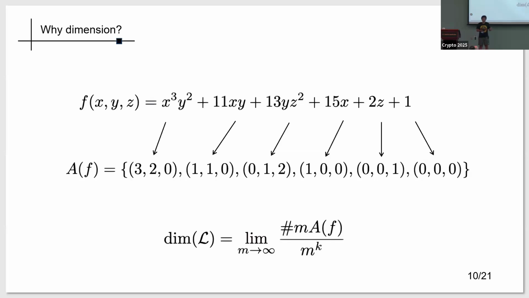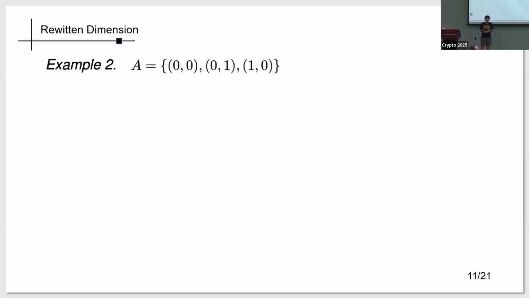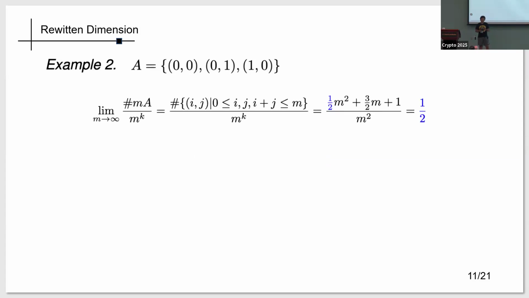Okay, now I will give an example. This is A, which has (0,0), (1,0), (0,1) and (1,0), 10 in Z^2. If we want to compute the limit, the trivial way, the first method, is manual calculation. We want to compute mA by manual calculation. Now mA is the set of (i,j) with i plus j at most m, and the size of mA is 1/2 m squared plus something, and the limit should be 1/2.